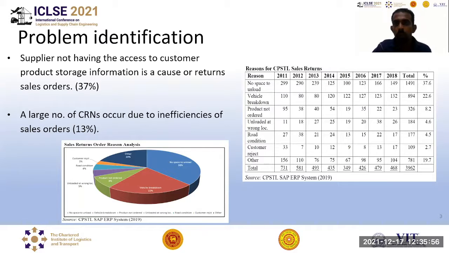One of the biggest problems with the sales order process existing at the time was that the supplier did not have any information regarding the storage levels of the customer, in this case the filling stations. During the study, we found that most of the sales returns or consignment returns take place due to this factor, 37% to be exact. Another 13% is due to the inefficiencies of the existing sales order process.